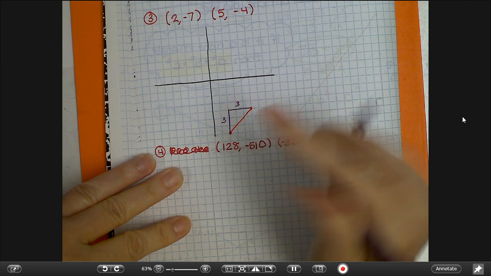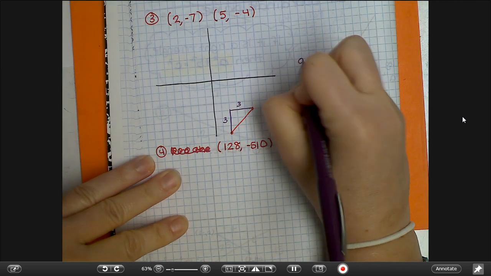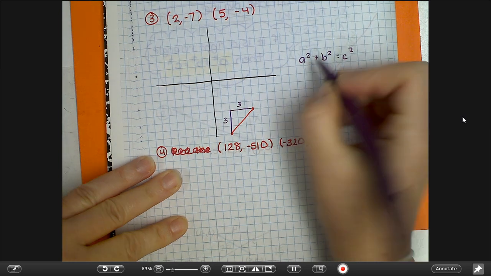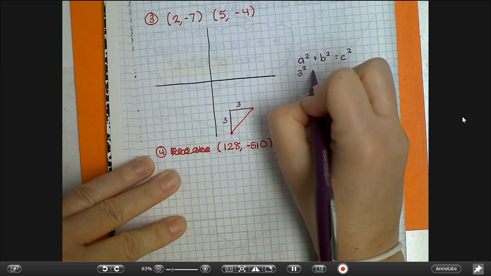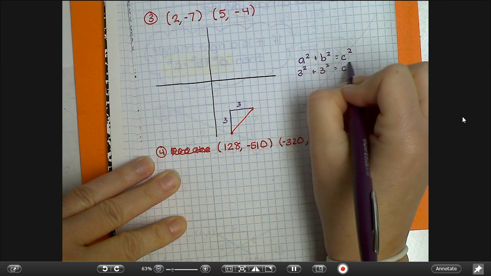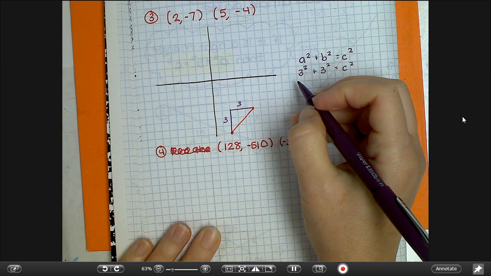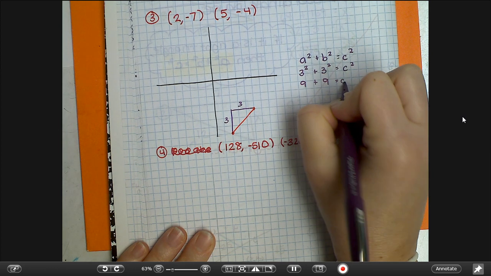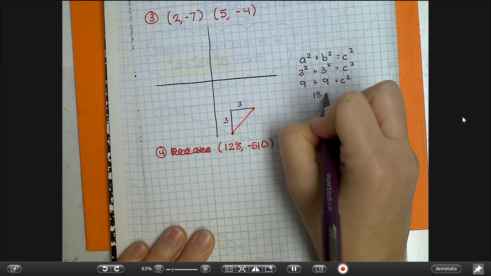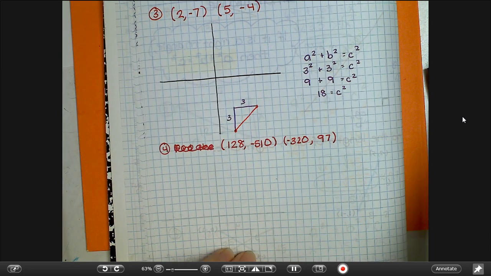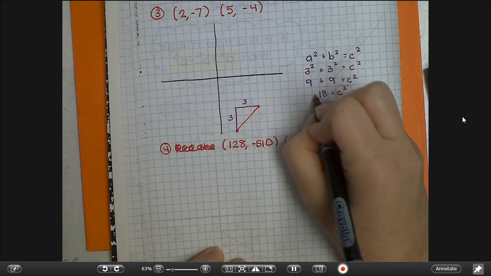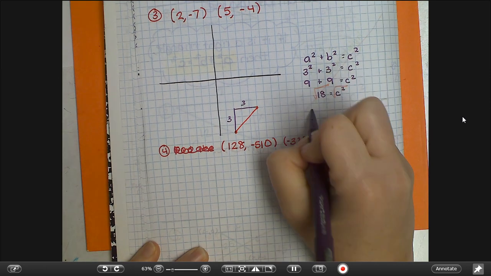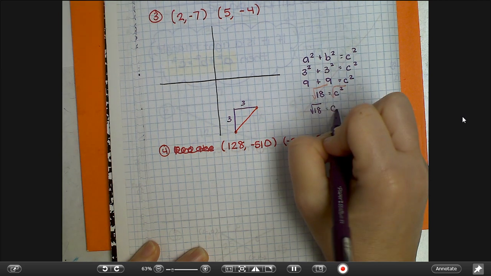All right, and we're going to use that with the Pythagorean theorem. A squared plus B squared equals C squared. And substitute in our numbers. 3 squared again is 3 times 3, which is 9. And 9 plus 9 is 18. And now we need to take the square root of both sides. So the square root of 18 is equal to C.